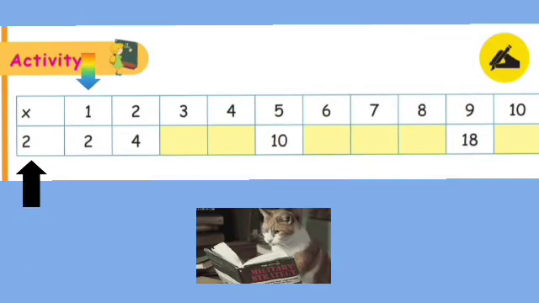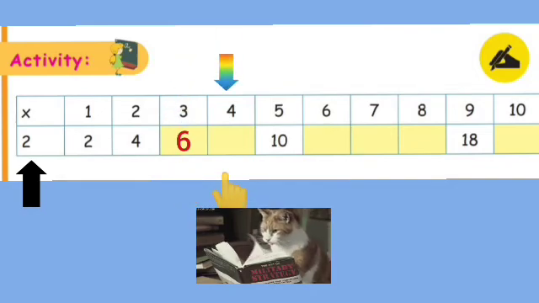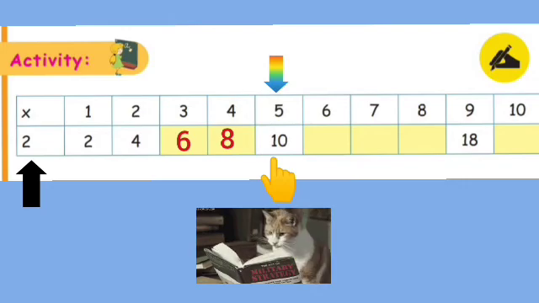Children, now we can fill these empty boxes. They have given 2 1s are 2. 2 2s are 4. So, 2 3s are 6. 3 2s are also 6. So, 2 4s are 8. 4 2s are also 8. 5 2s are 10. 2 5s are also 10.